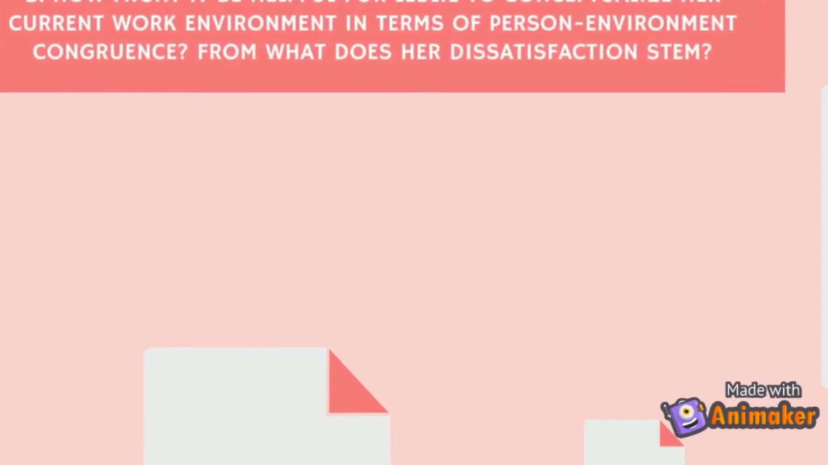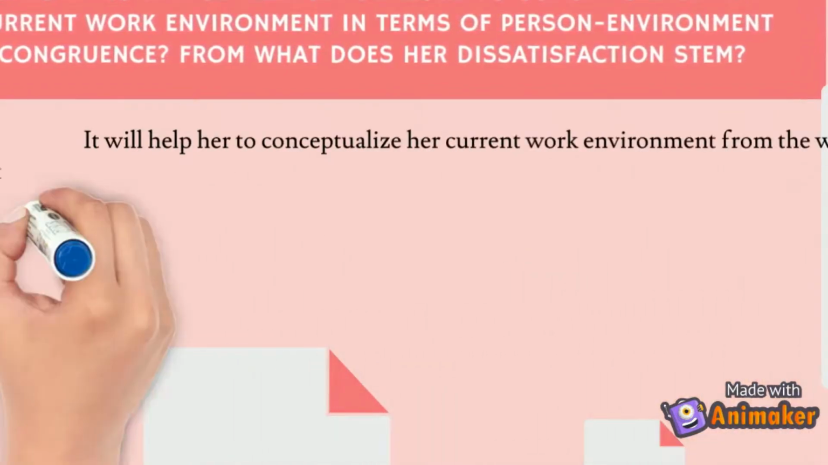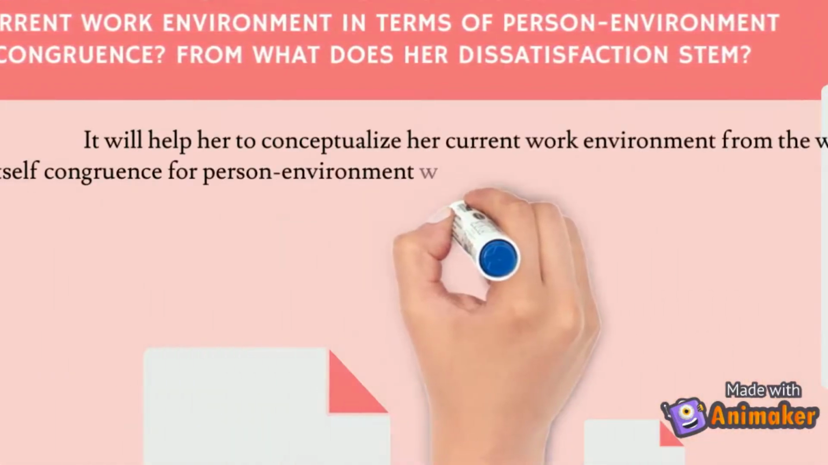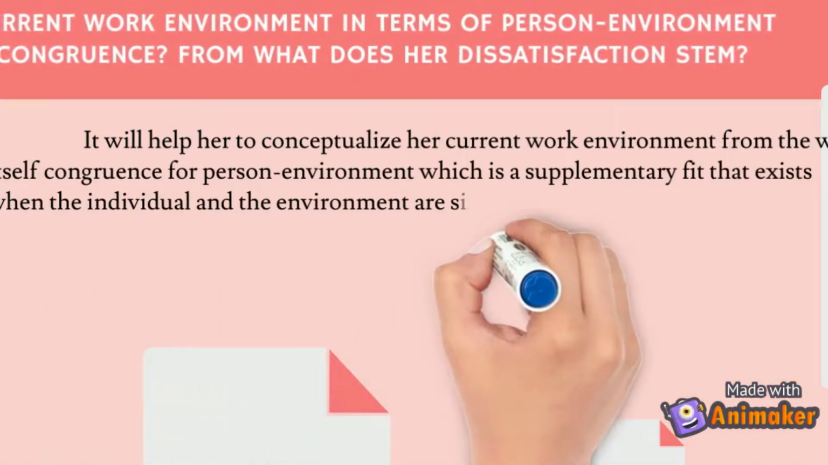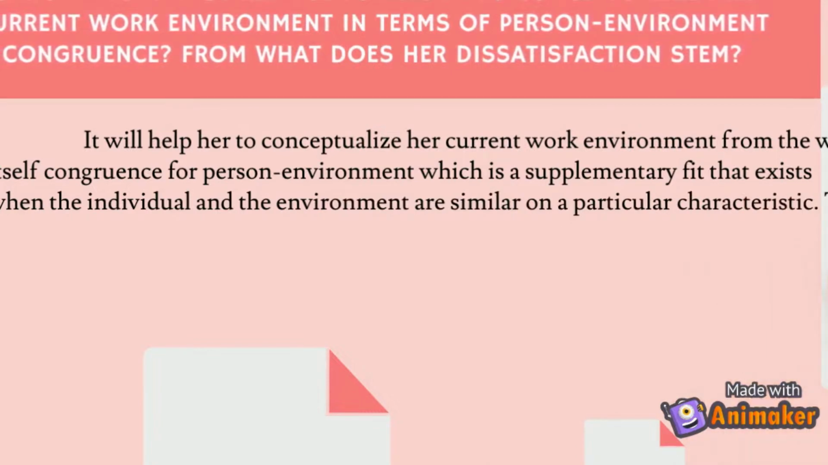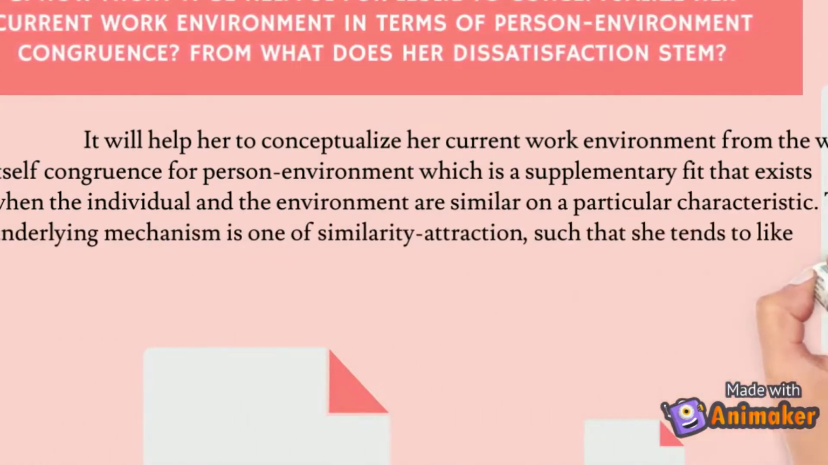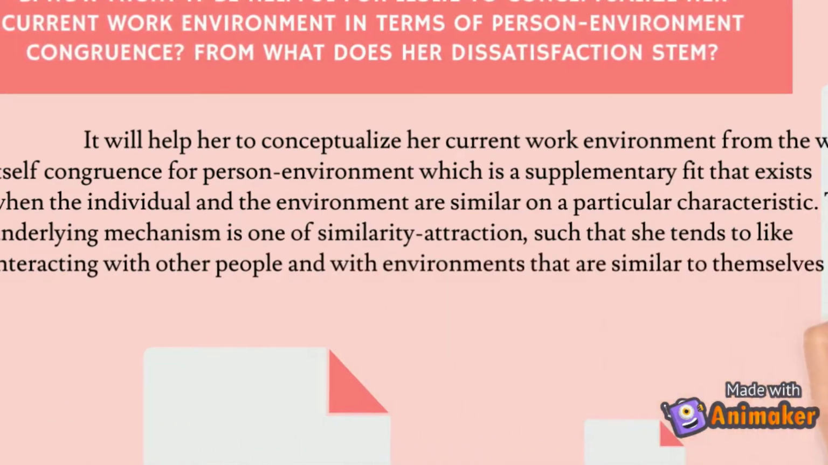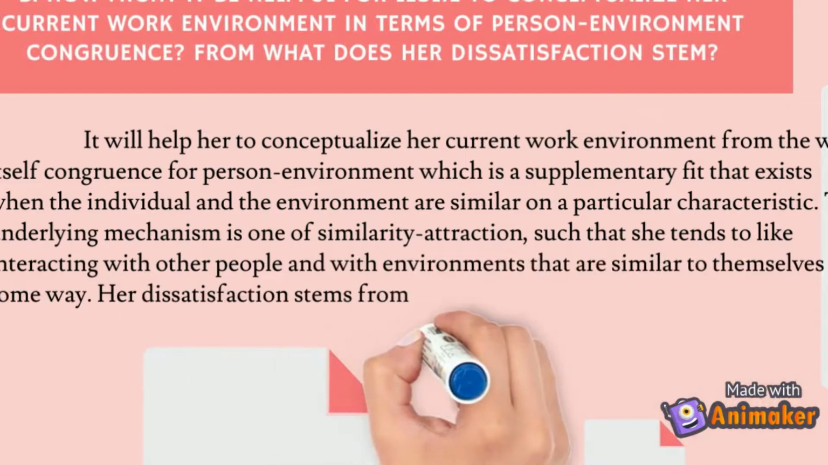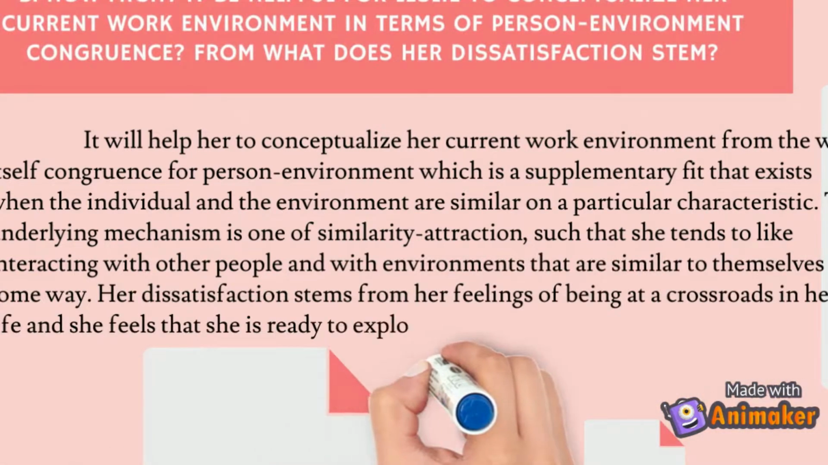It will help her to conceptualize her current work environment from the word itself, congruence, for person-environment, which is supplementary fit that exists when the individual and the environment are similar in a particular characteristic. This underlying mechanism is one of similarity interaction, such that people tend to like interacting with other people and with environments that are similar to themselves in some way. Her dissatisfaction stems from feeling at a crossroads in her life, and she feels that she's ready to explore her options for her next step towards career development.